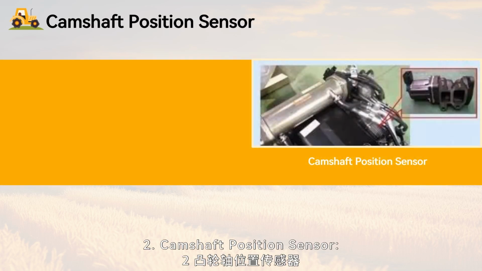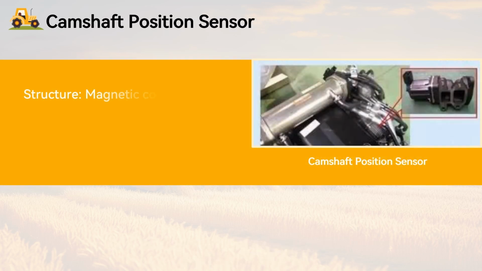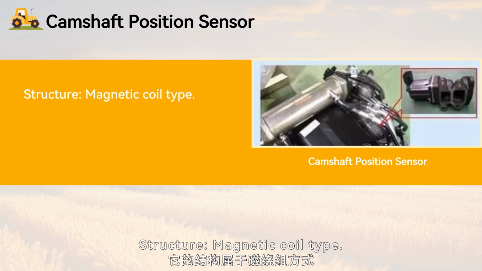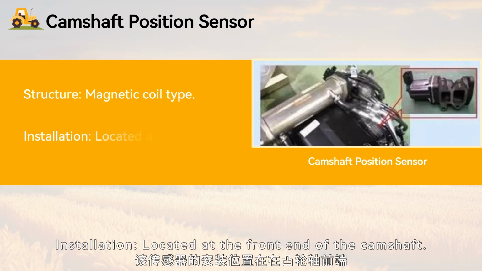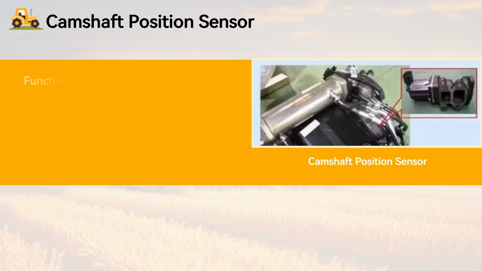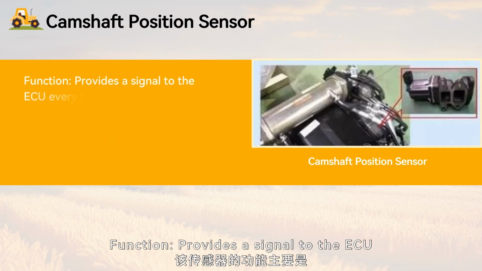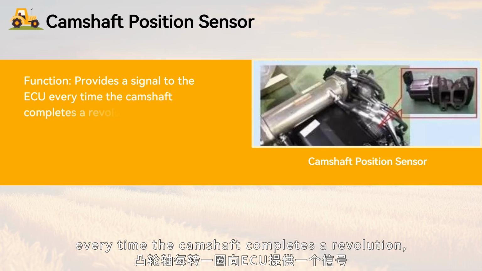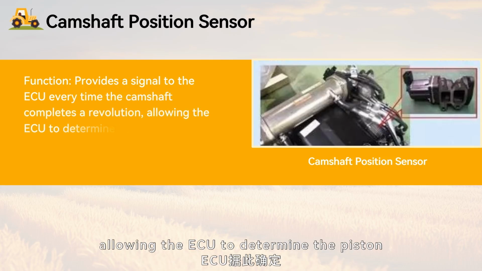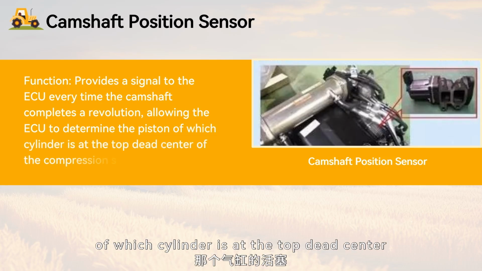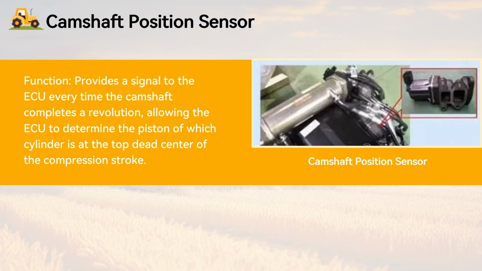2. Camshaft position sensor. Structure: magnetic coil type. Installation: located at the front end of the camshaft. Function: provides a signal to the ECU every time the camshaft completes a revolution, allowing the ECU to determine the piston of which cylinder is at the top dead center of the compression stroke.